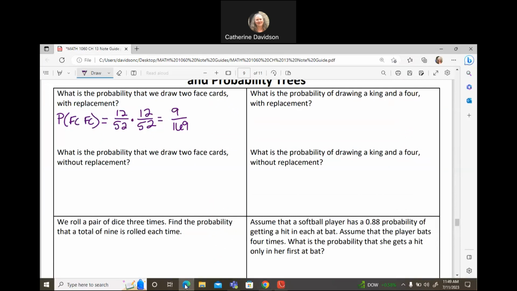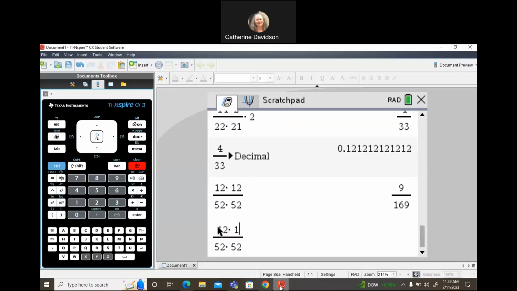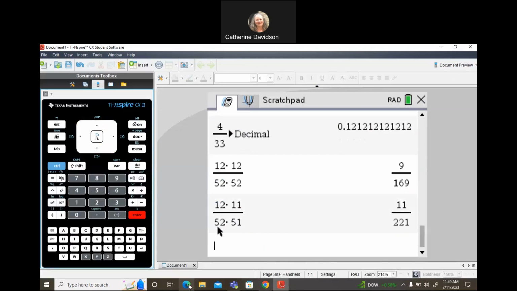And then what is the probability we draw two face cards without replacement? So basically, once you pull a face card, you don't put it back in the deck. So for the first draw, we have 12 face cards out of 52. But once we pull one face card out, how many face cards do we have left? 11. And then what does that do to the whole entire deck when we pull out one card? Changes that number to 51. So that's 11 over 221.